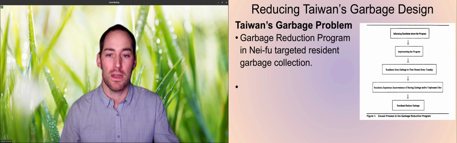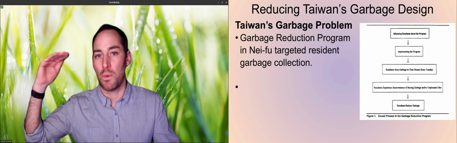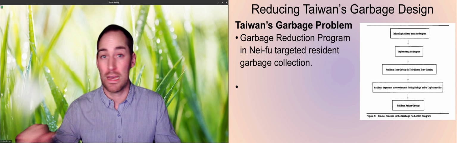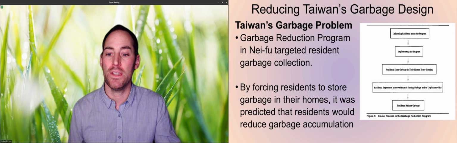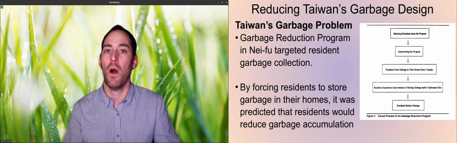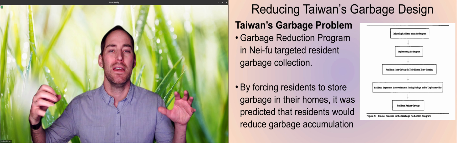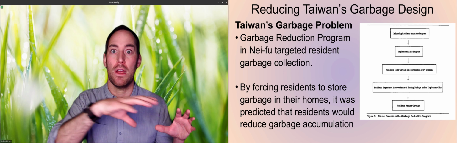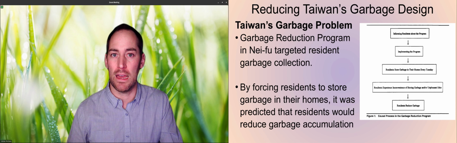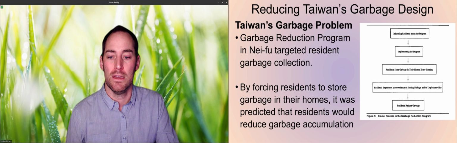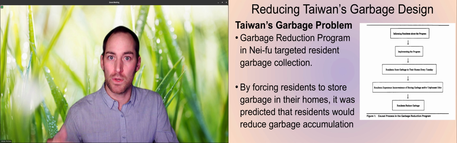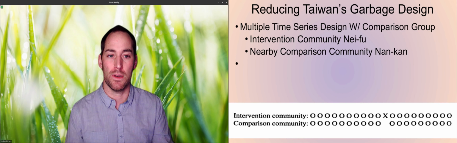So they were thinking, we'll compare this one city where we'll do the intervention, and this other city, we'll use it as our comparison group. We're not going to do the intervention there. So they wanted to make the residents store the garbage. Also, these two cities were far enough apart that you wouldn't expect that they would just drive their garbage over to the other city. But really similar population size, city size, things like this. So they were hoping that the residents would reduce the garbage accumulation.